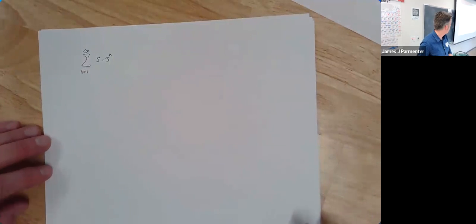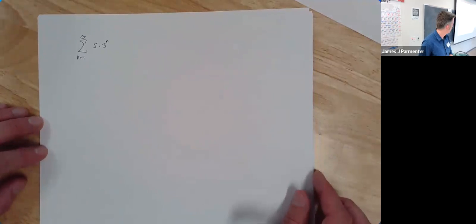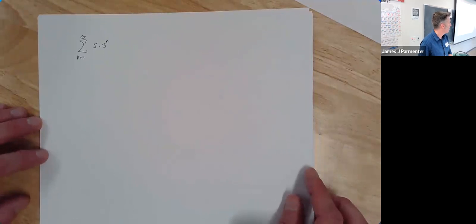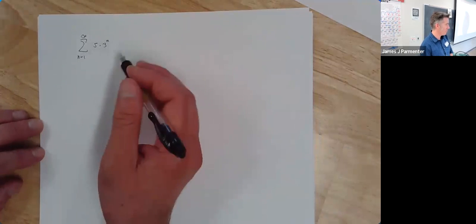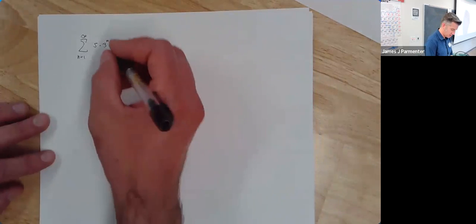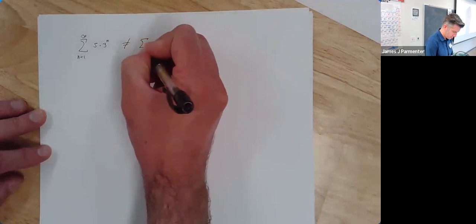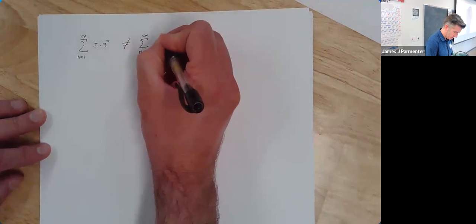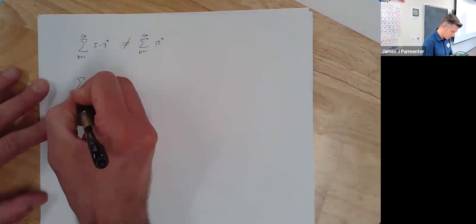I will point out that the series is not 15 to the n, right? 5 times 3 to the n, you can't multiply and then raise it to the nth power. So I just want to make sure everyone's cool with the fact that this is not 15 to the nth power. Different things. I'll start writing out terms.